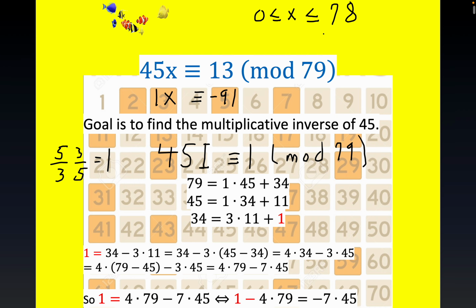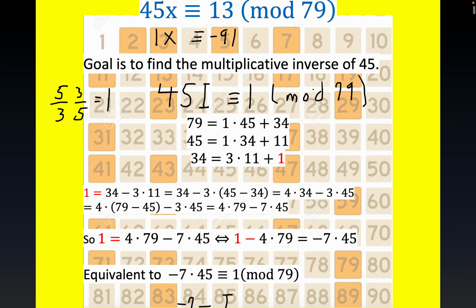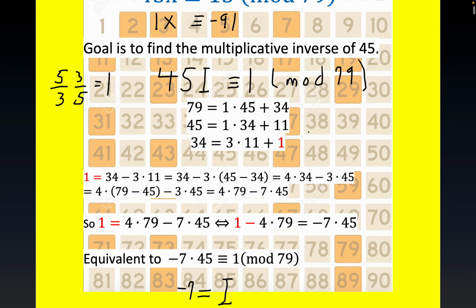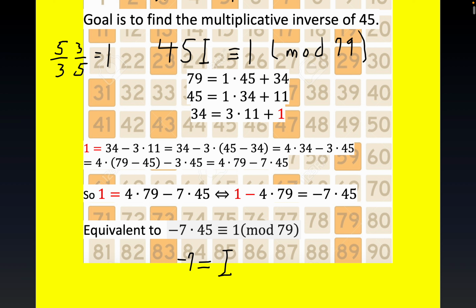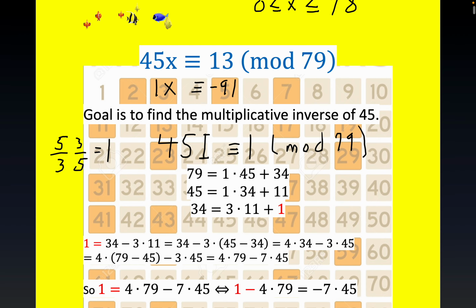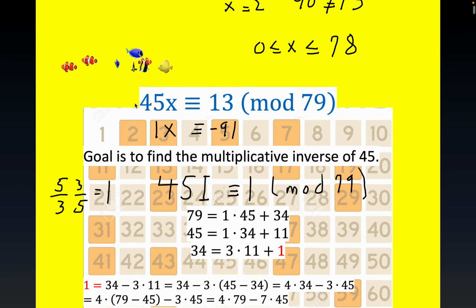Okay, again, I hope you see the work there. Since my writing on this is a little cumbersome, I leave stuff out. But if you multiply 45 by negative 7, that's congruent to 1. It's equal to 1 modulo 79. Minus 7 times 45 is congruent to 1. We've shown that with this tedious work right here. Okay, so that's what happened. We multiplied this by minus 7. It became 1. Minus 7 times 13 is the real deal here.